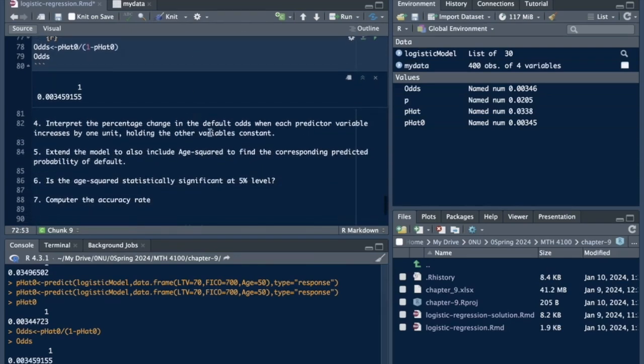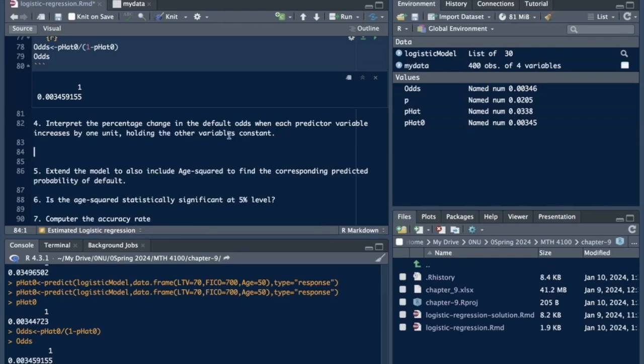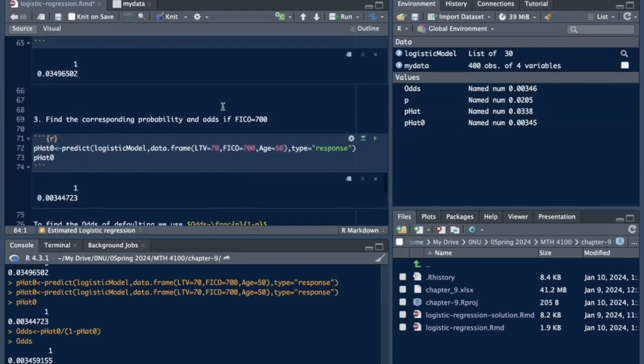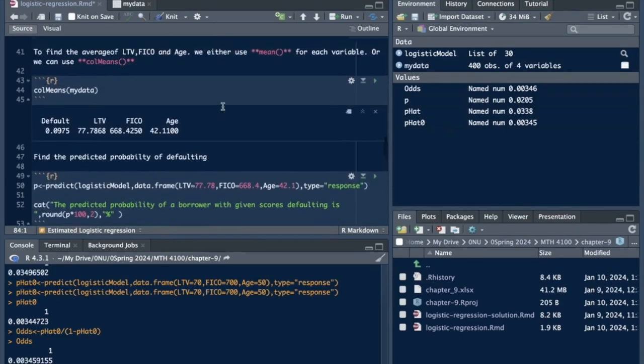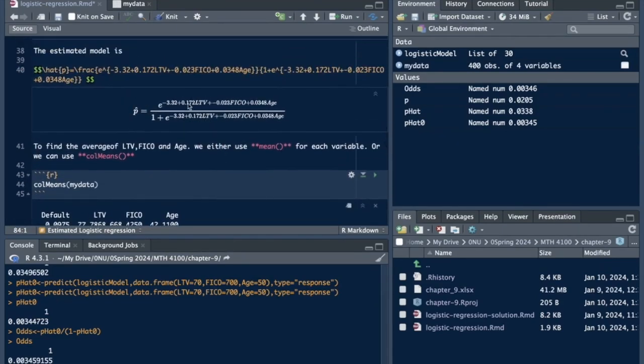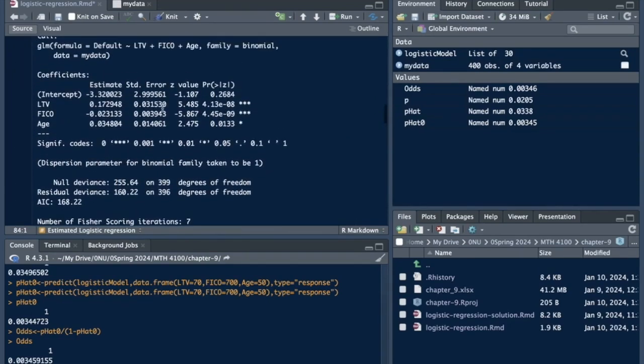So this is number 3. Number 4 says: interpret the percentage change in the default odds when each predictor variable increases by 1 unit, holding the other variables constant. Now we are talking about the B's we found. Now we go back to the table, or to the formula that we created, and we look at the betas, or the B's.